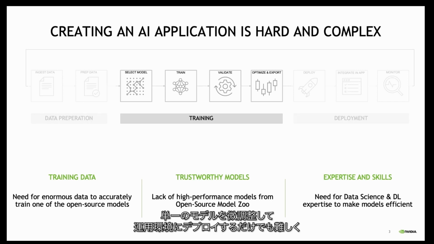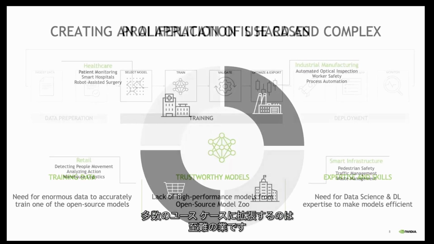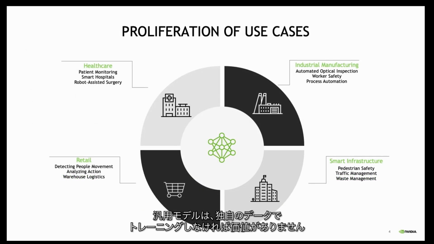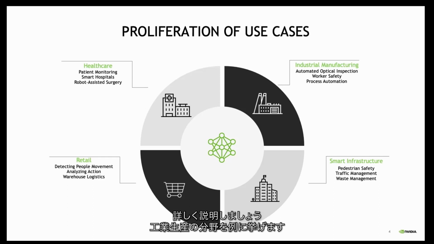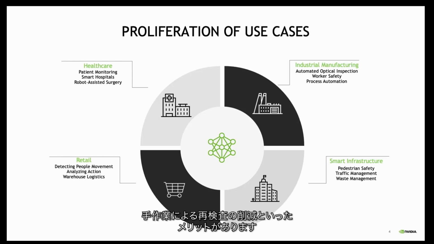Now, if you think about how difficult it is to just get one model fine-tuned and deployed in production, think about the proliferation of use cases that you'll face. A generic model can only deliver value if it can be trained on your data. But there's infinite diversity of applications, domains, environments, and specializations. So what do I mean by that? Well, take, for instance, industrial manufacturing. There are a variety of use cases and solutions where AI can be applied. For example, AI-enabled inspection helps you increase yield, helps you provide consistent quality for your products, and reduces your manual reinspection.